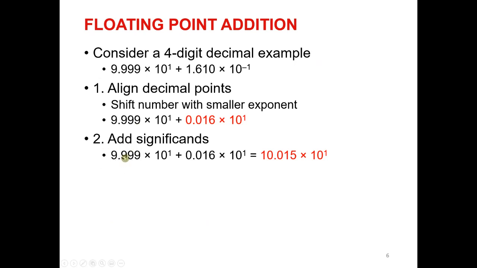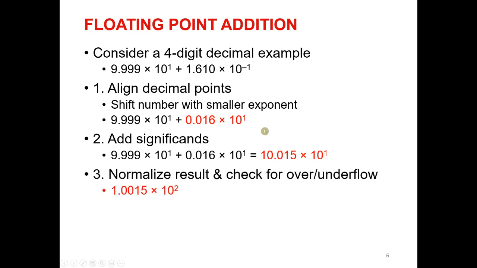In this case, as this is an addition, we are going to add 9.999 plus 0.016. Notice here that in the previous step we lost precision. We lost this one, and we lost it because we only have 4 digits. Okay, so we are losing precision. And then we just add this number to this one, and we have the resulting number. The exponent is the same as before.